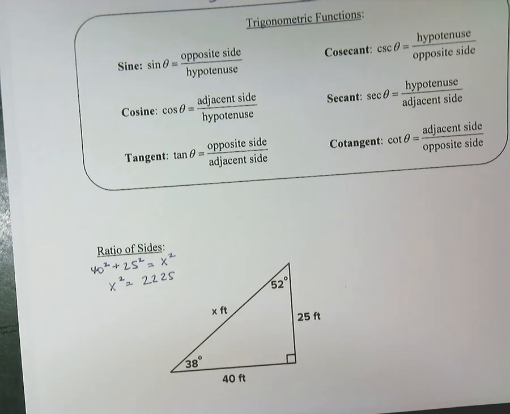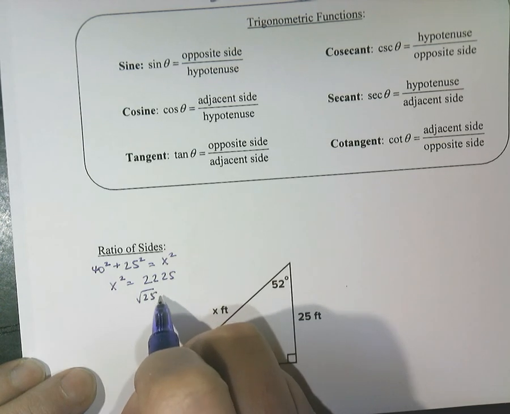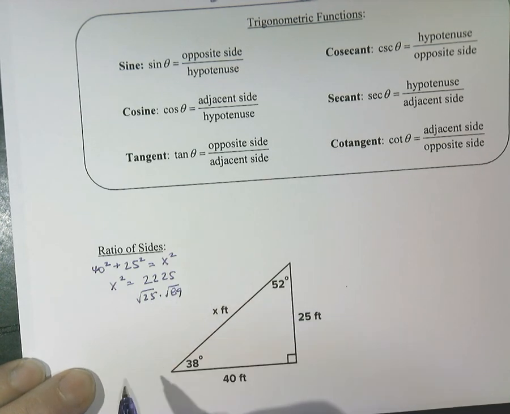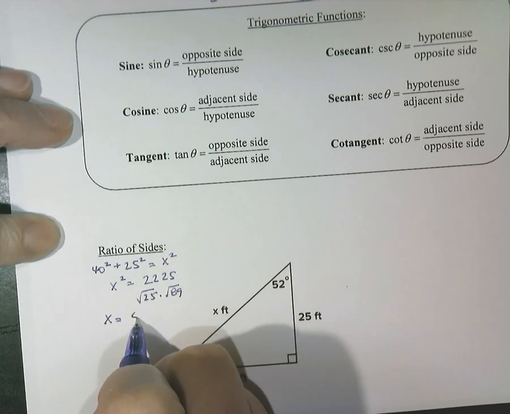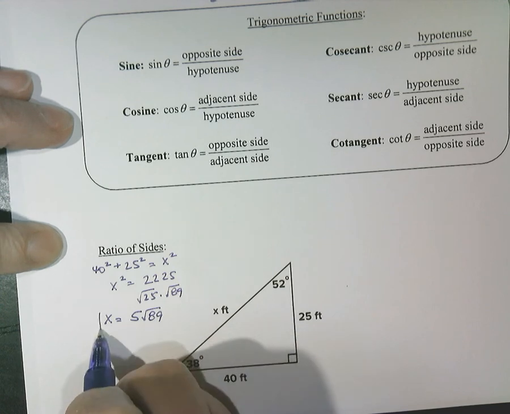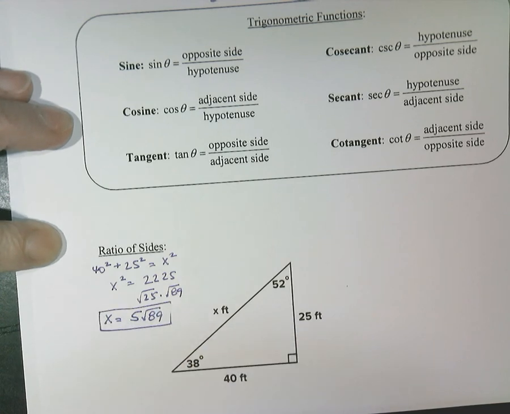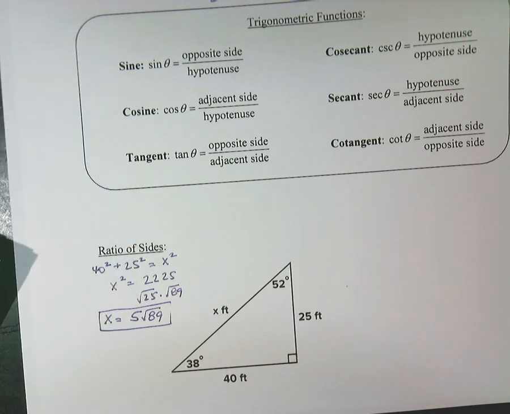And we're going to write it as a radical. This is going to be the square root of 25 times the square root of 89. So x is going to equal 5 square root of 89. And you'll be happy: the problems that you're going to do out of the book first aren't going to have any square roots, but they don't always come out this nice.